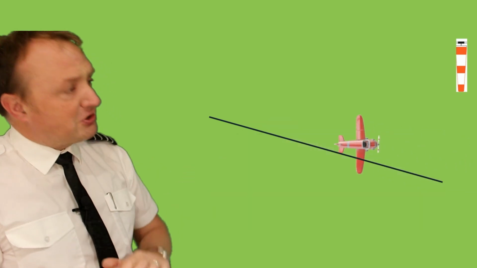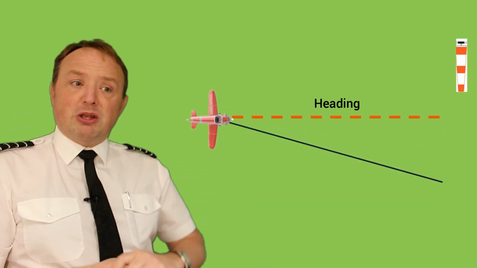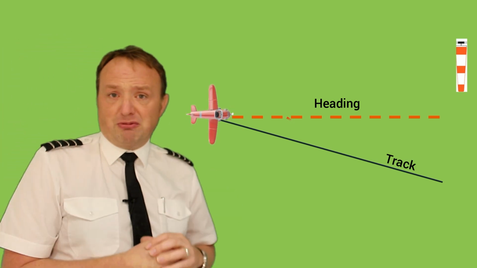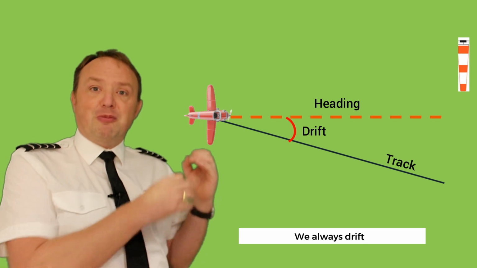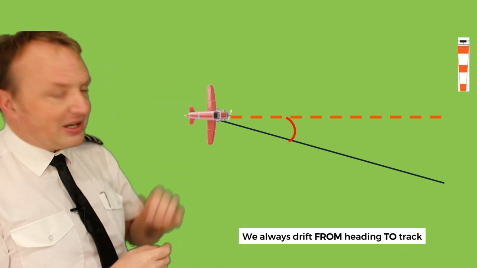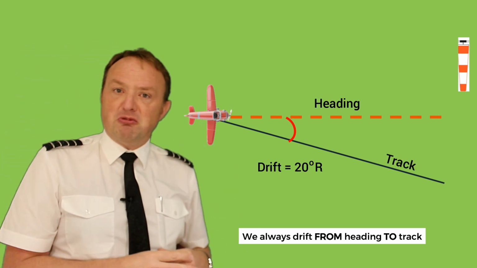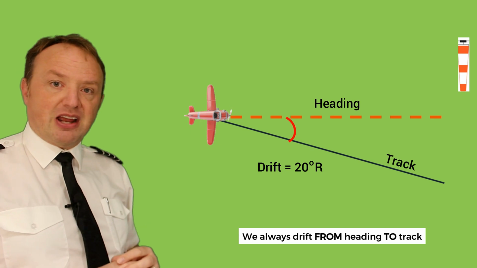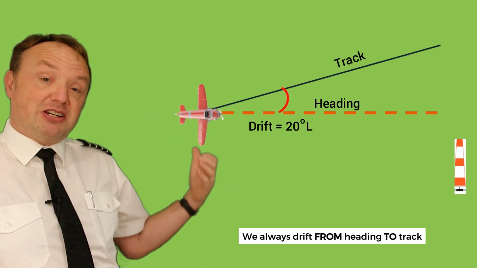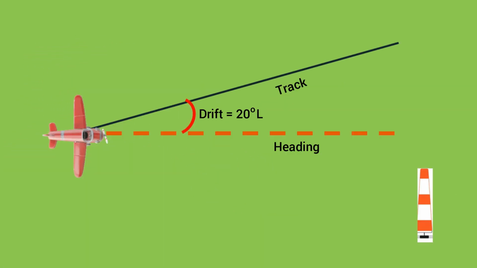If the heading is the direction it's travelling through the air, the direction it's travelling along the ground, we call its track. And the difference between those two is called drift. We always drift from heading to track. In this case, we have a wind from the left which is causing a right drift, approximately 20 degrees of right drift from my heading onto my track. If the wind were coming from the other direction, we would be having 20 degrees of left drift. We drift from heading to track.